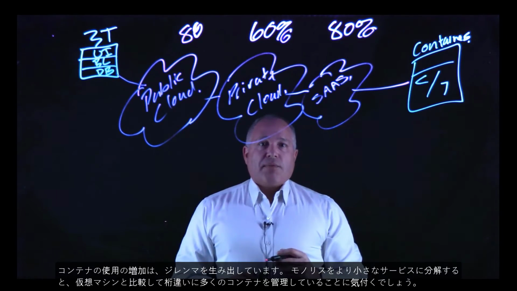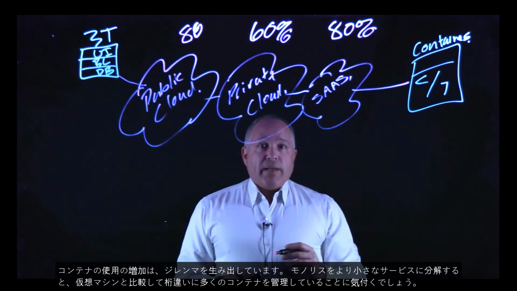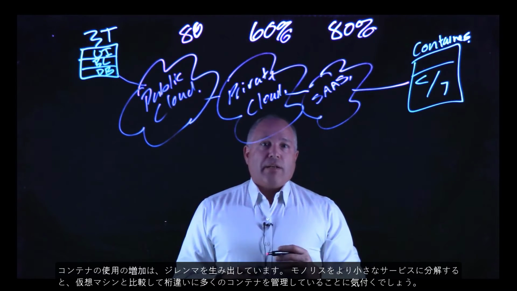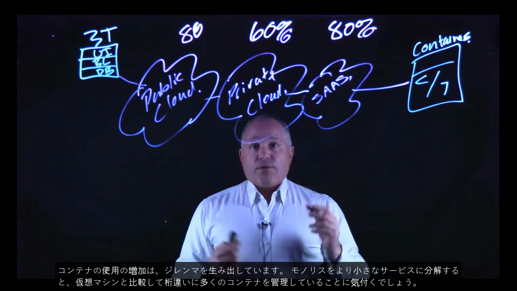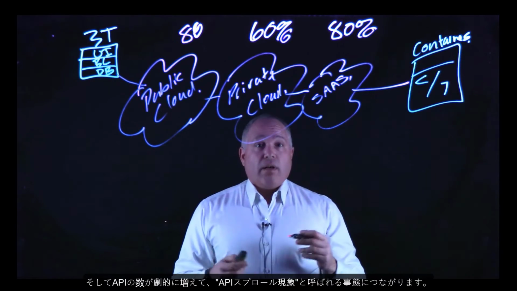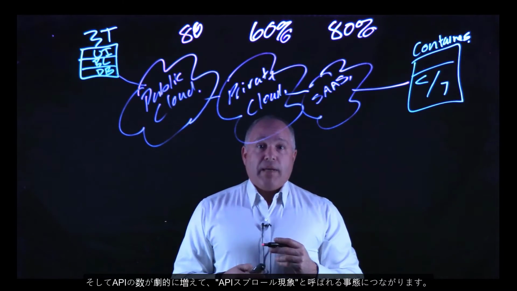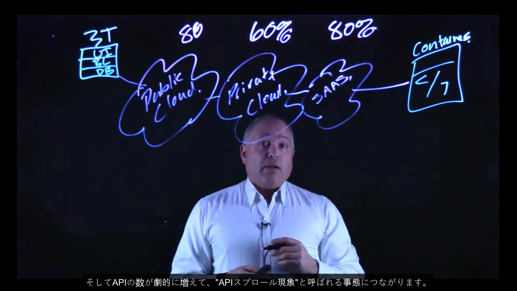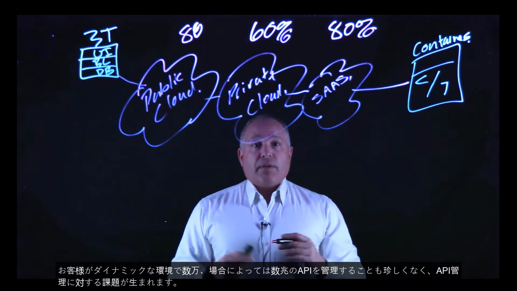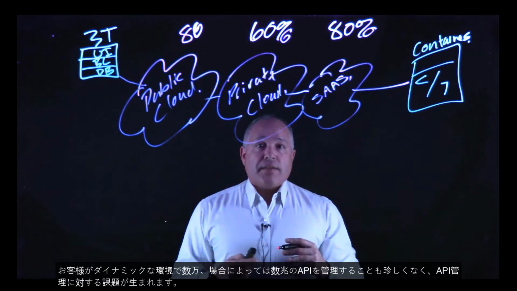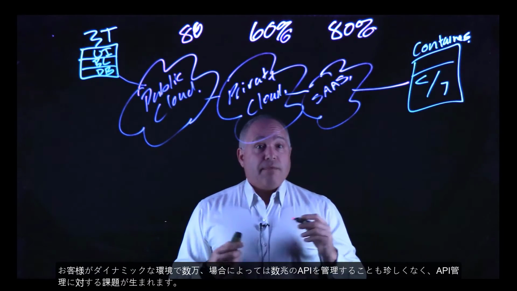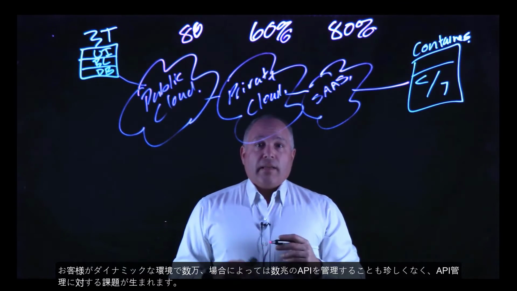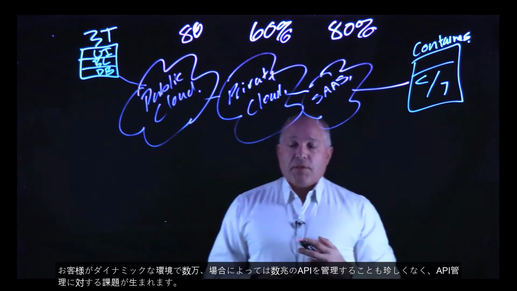The rise in the use of containers is creating a dilemma. As you break down your monolith into smaller services, you'll find yourself managing orders of magnitude higher numbers of containers versus virtual machines, and therefore an even dramatically higher number of APIs, leading to what we call API sprawl. It's not uncommon for customers to manage tens of thousands, if not millions, and in some cases, trillions of APIs in a fairly dynamic environment, leading to what we call the API management challenge.